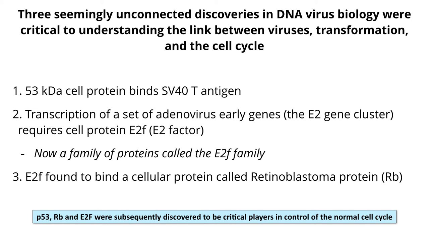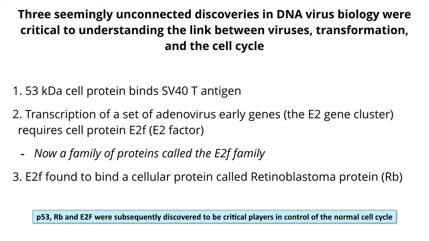Secondly, for adenovirus, it was found that transcription of a set of early genes called E2 depends on a cell protein called E2F, and this is a set of transcription factors. We call this the E2F family. We've actually mentioned this previously. So adenovirus early transcription requires a set of cellular transcription proteins, and we did talk about how these are normally sequestered in the cell, and adenovirus infection frees them up, and we're going to get back to that again.